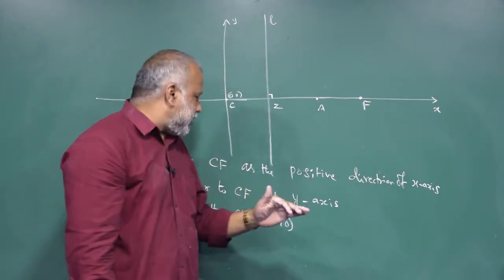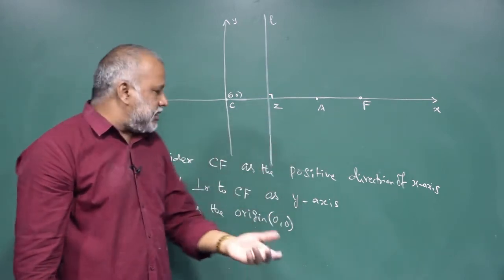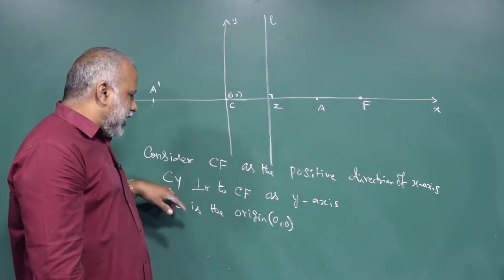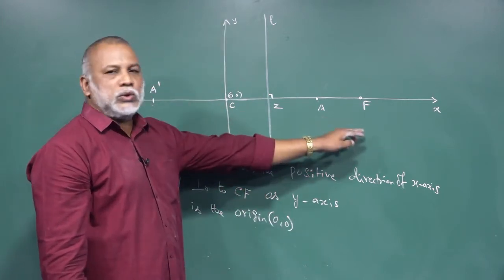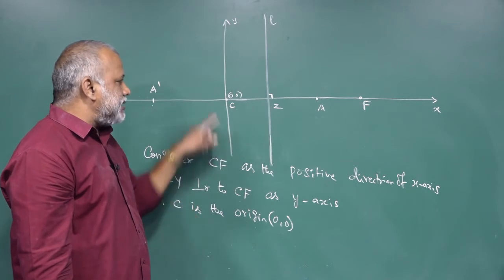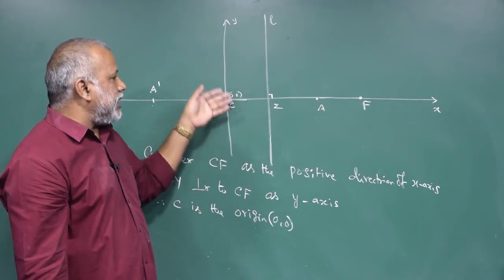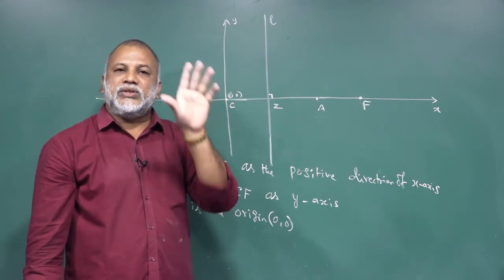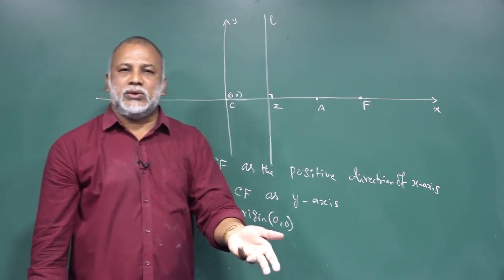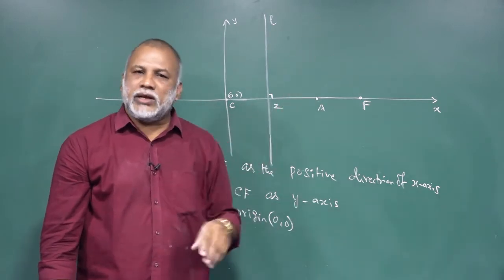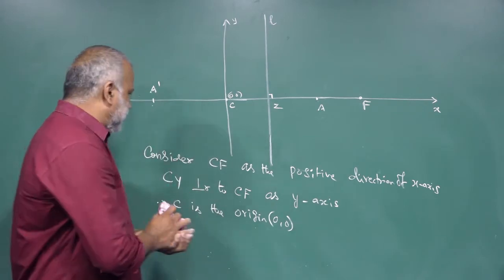See this explanation. Consider CF as the positive direction of x-axis, CY perpendicular to CF as y-axis. Therefore, it is the point of intersection of the x-axis and y-axis, nothing but the origin (0, 0). So now C is considered to be the origin (0, 0). The same explanation you can refer to in your ellipse also.